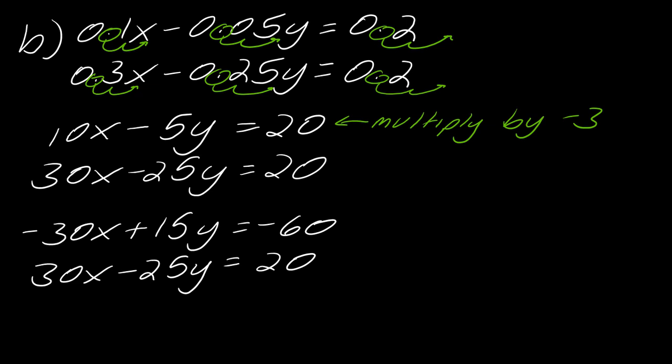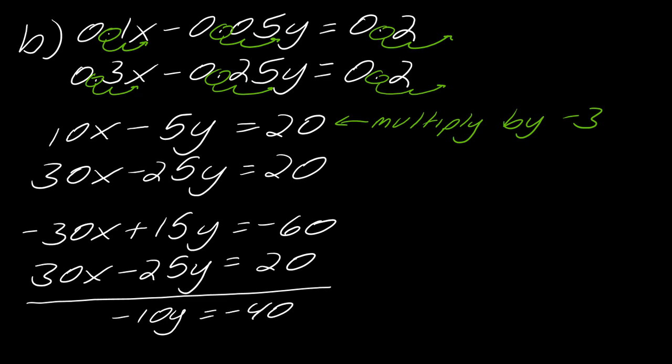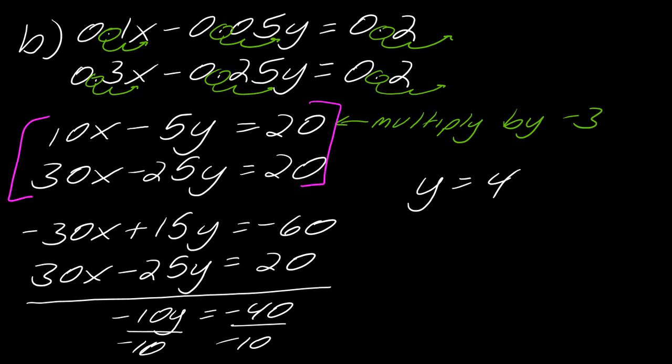So now I can use elimination. If I add these straight down, this becomes negative 10y equals negative 40. Divide both sides by negative 10, and I get y equals 4. Now in this particular situation, you might be thinking, where do I plug that 4 back in? Do you plug it back into the original equations? You don't have to use these equations again after you clear the decimals, so you can now just focus on using these simpler equations going forward.